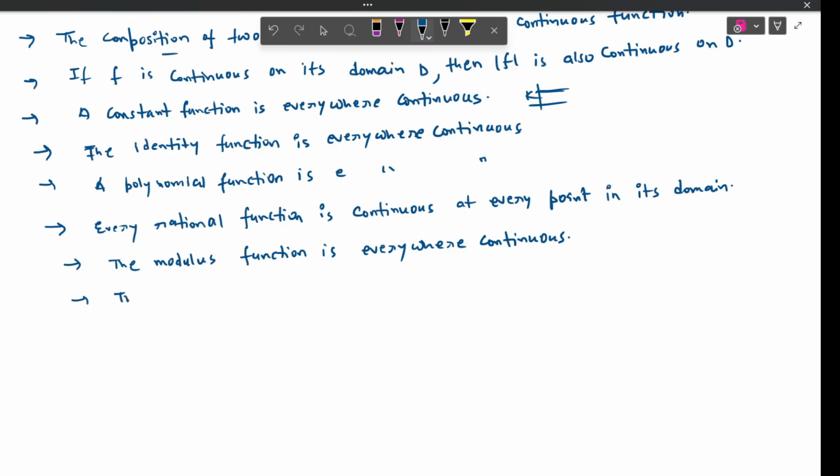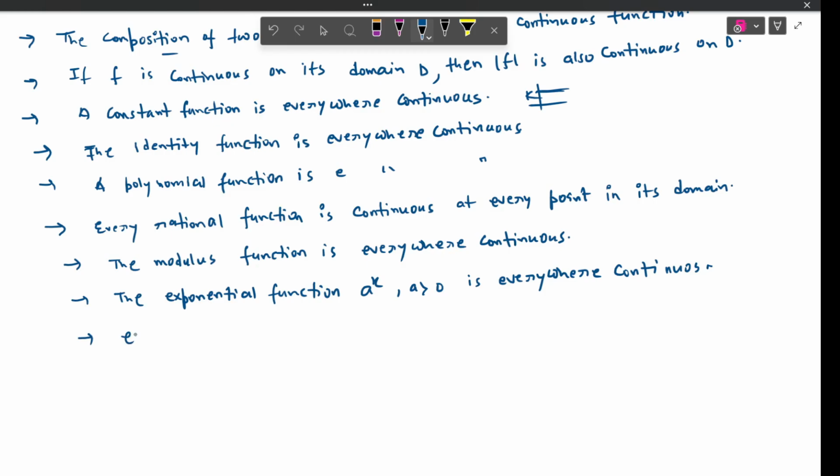Next point. The exponential function, let us say a to the power x, where a is greater than 0, is everywhere continuous. Okay. So e to the power x is an exponential function, right? So e to the power x is everywhere continuous.